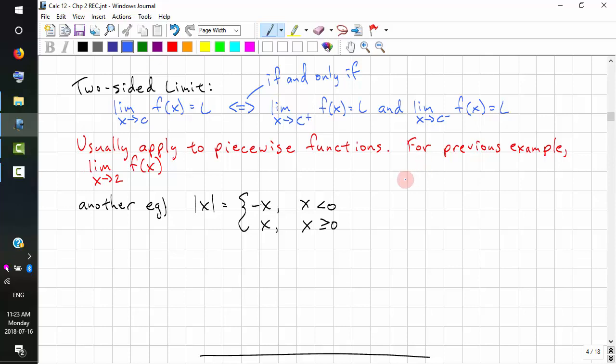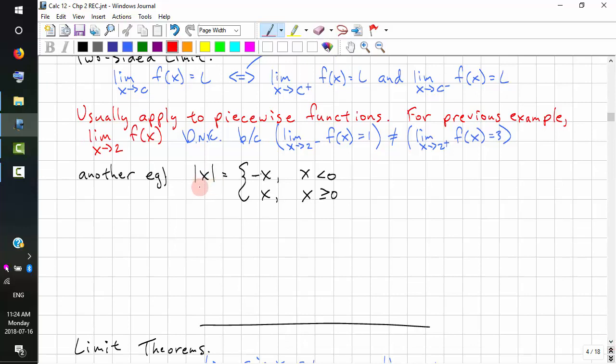For the previous example, we have the limit as x approaches 2 of f of x does not exist, because the limit as x approaches 2 from the left of f of x equals 1, and this does not equal the limit as x approaches 2 from the right of f of x, which equals 3.